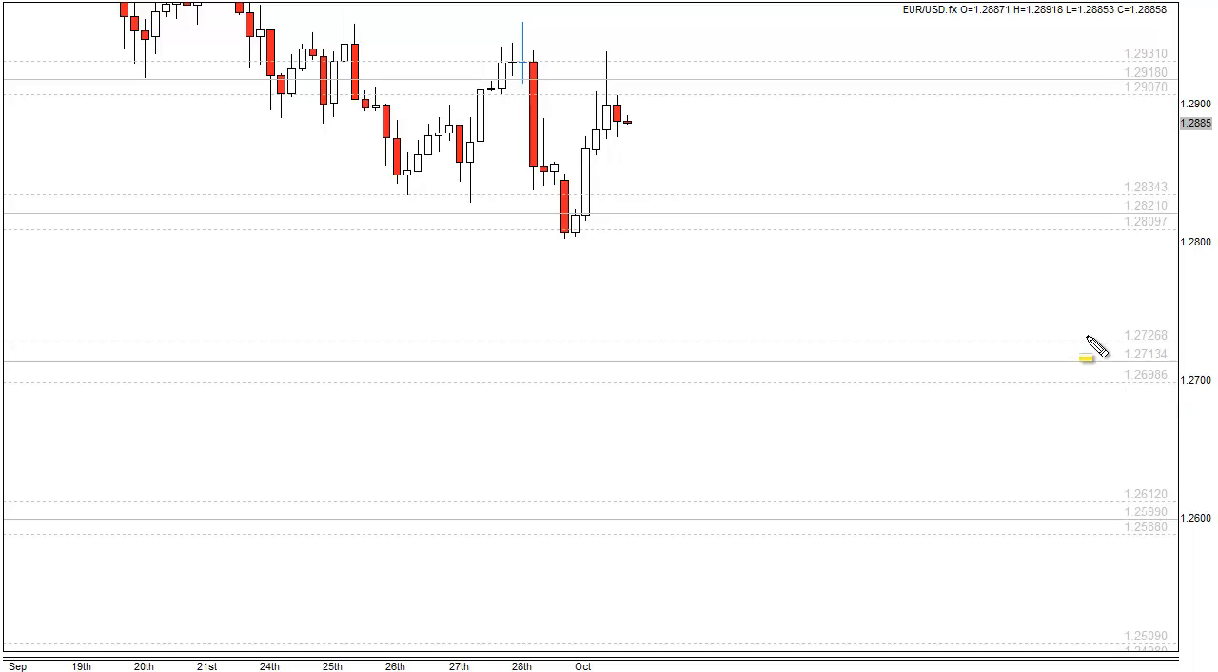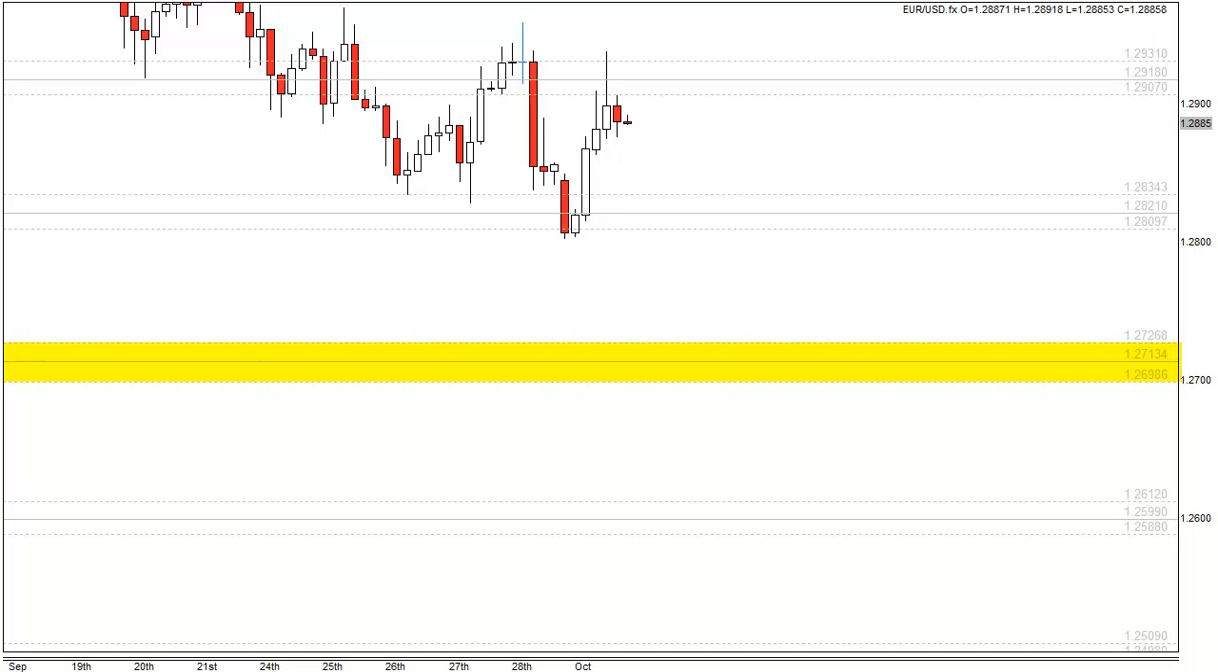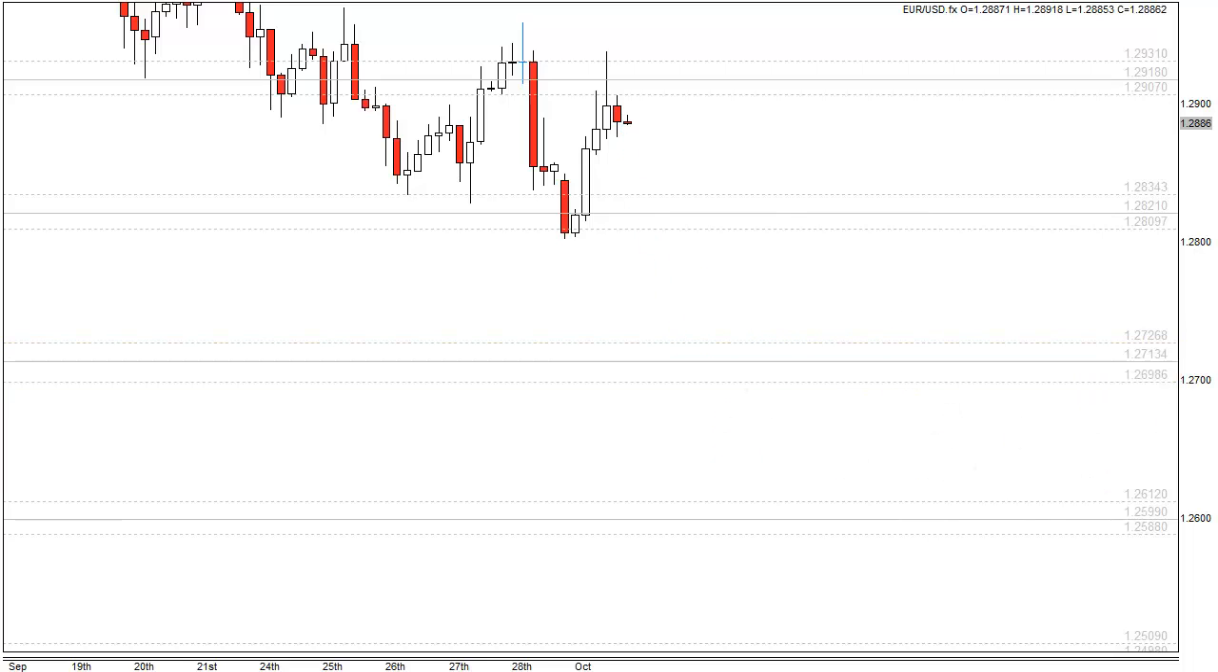Okay, next to the short side, we have the 1.2700. That doubles as a psych level through to the 1.2730. Again, this is a strong area of support. If price comes down to here, I'll be looking to take some bullish reversal trades as per the rules of my trading strategy. And if you're in a short trade, you may want to watch out for this area, tightening your stop losses or just exit around here.